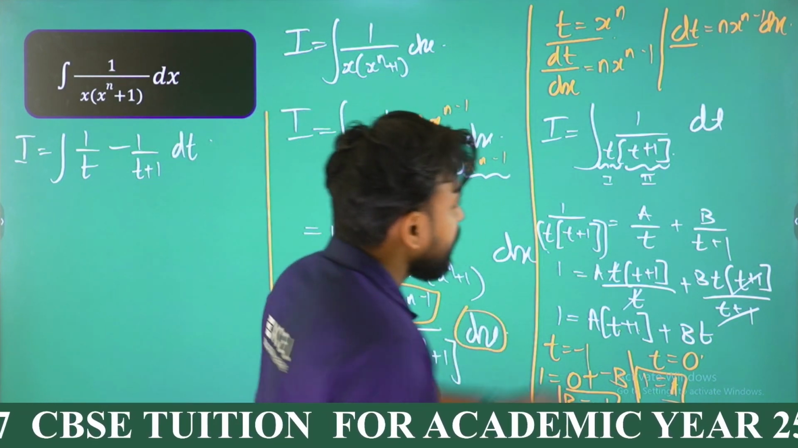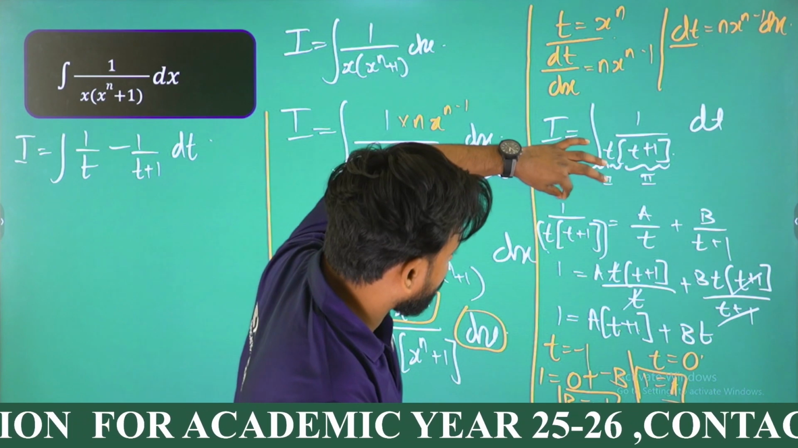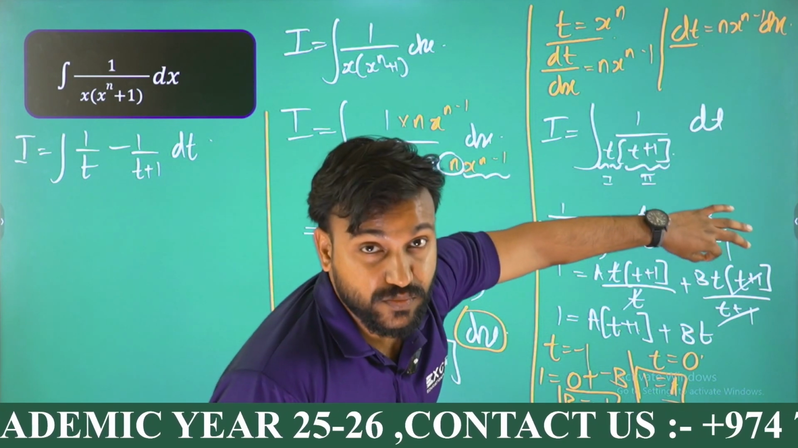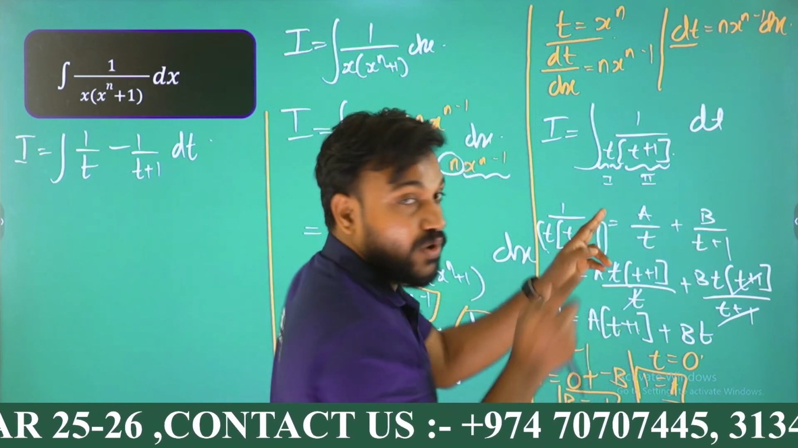Listen very carefully. Instead of writing 1 by t plus 1, instead of writing 1 by t into t plus 1, I'll write a by t plus b by t plus 1. Just replace this with the a and b that we already found.